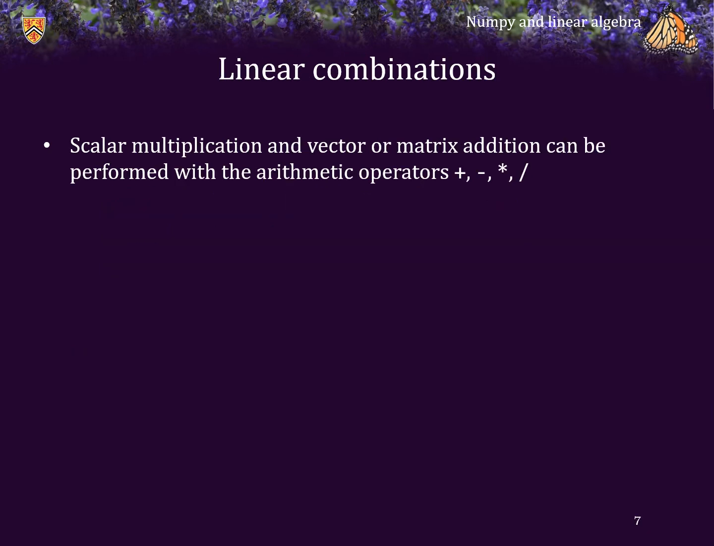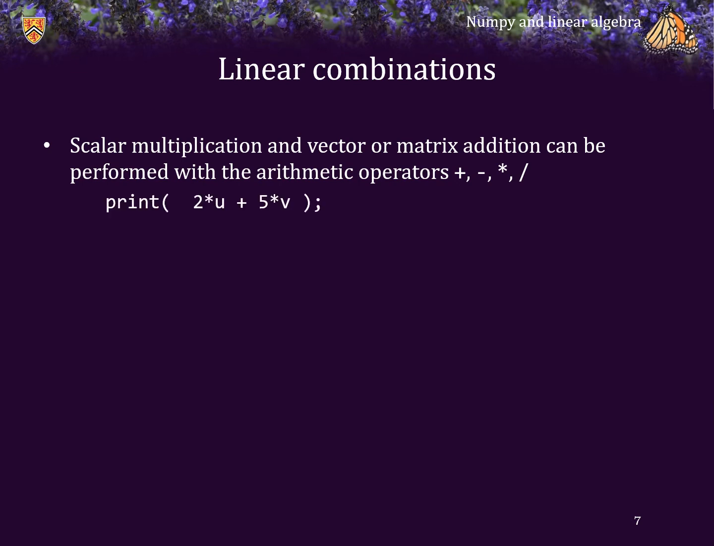Now, scalar multiplication and vector or matrix addition can be performed with the arithmetic operators plus, minus, times, and divide, where divide requires that the first or left-hand operand is a vector or matrix, and the second is the corresponding scalar.